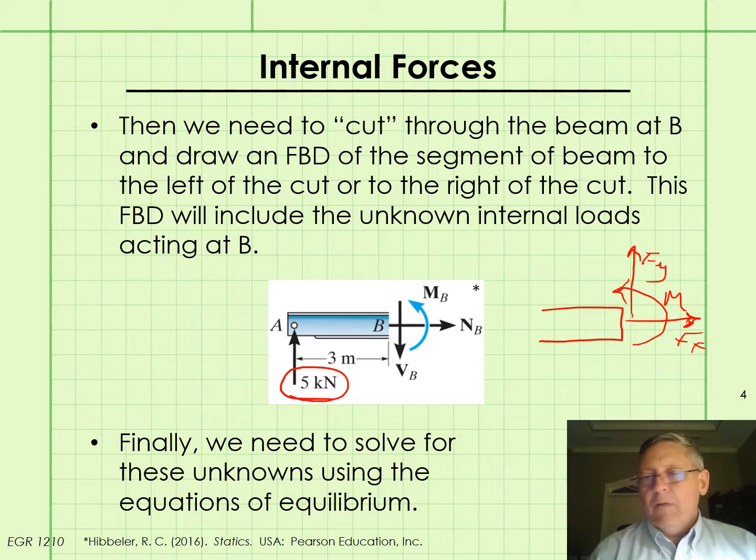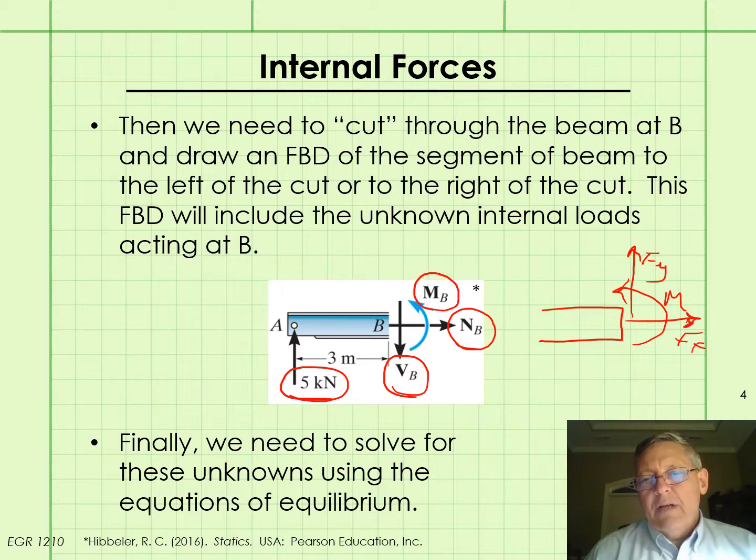So instead of F sub X, F sub Y, and M, we're going to show what's known as the shear force at B, and we denote shear with a capital V. We're going to show the normal force at B, which we denote with a capital N, and then the moment at B, which in beams we call the bending moment.